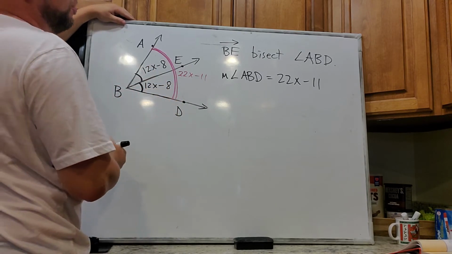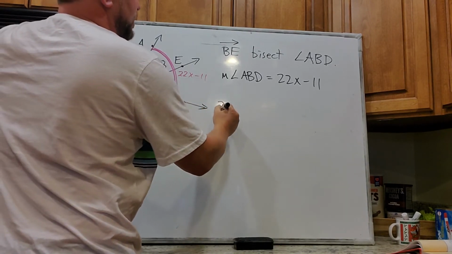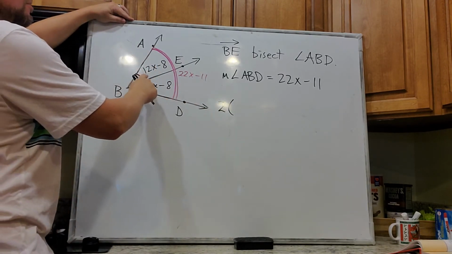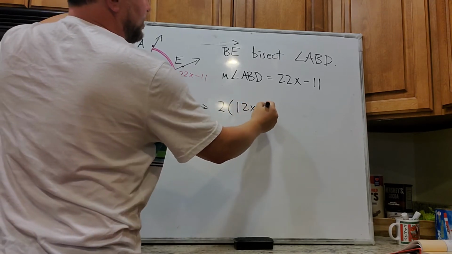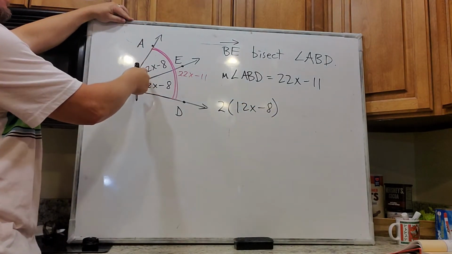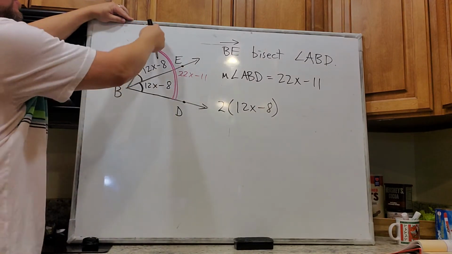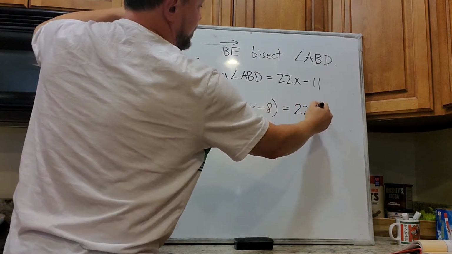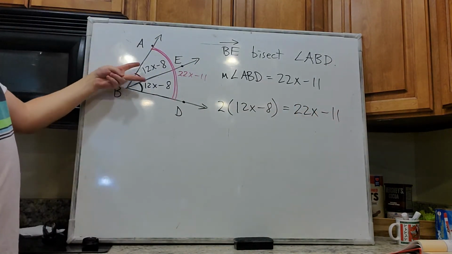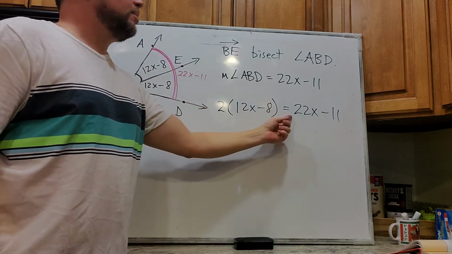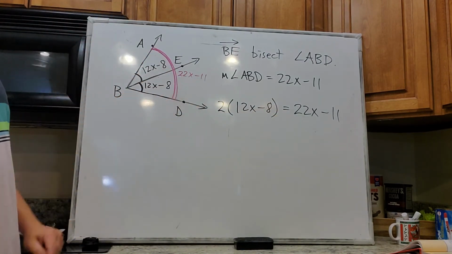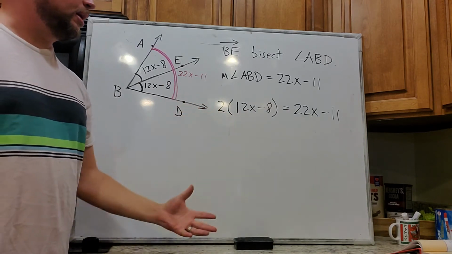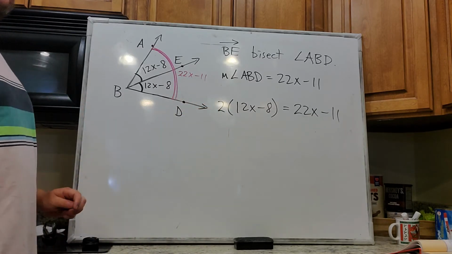And then we could approach it by doing something like this. We can say that two of the 12x minus 8s together equal the overall angle of 22x minus 11. See that? I'm saying these two together equal the whole thing, 22x minus 11. Okay, that's a true statement. That should be a good equation now, an equation we could solve for x as well.